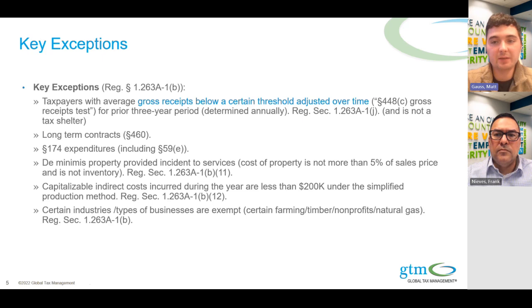There are several key exceptions to the inventory capitalization requirements. Here are some of the most common exceptions along with a tax code citation for further research.